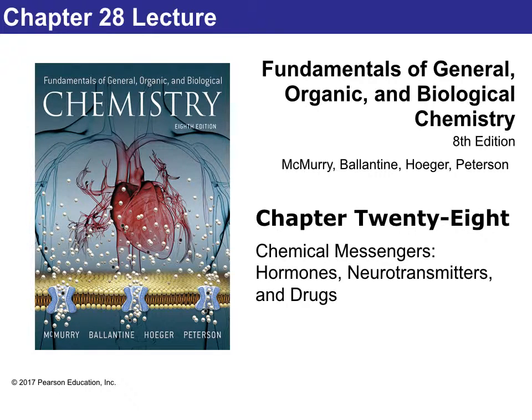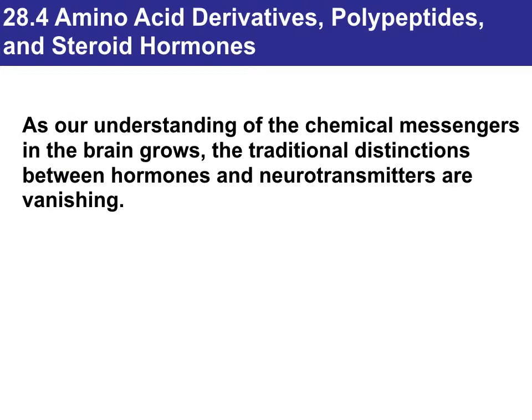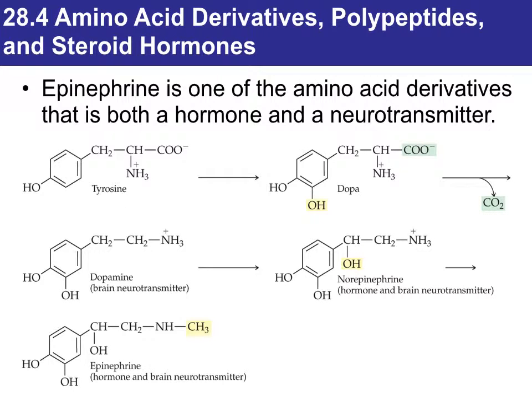Third part for this chapter. Interesting that as your understanding of chemical messengers in the brain grows, the traditional distinction between hormones and neurotransmitters is not as clear, and this is kind of vanishing. Now, this is an example here. Epinephrine is one of the amino acid derivatives that is both a hormone as well as a neurotransmitter. Just some example right here.